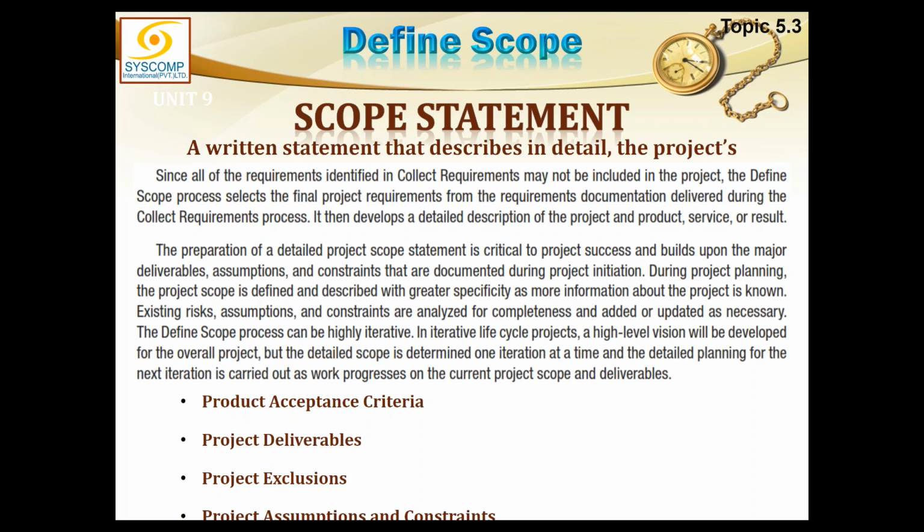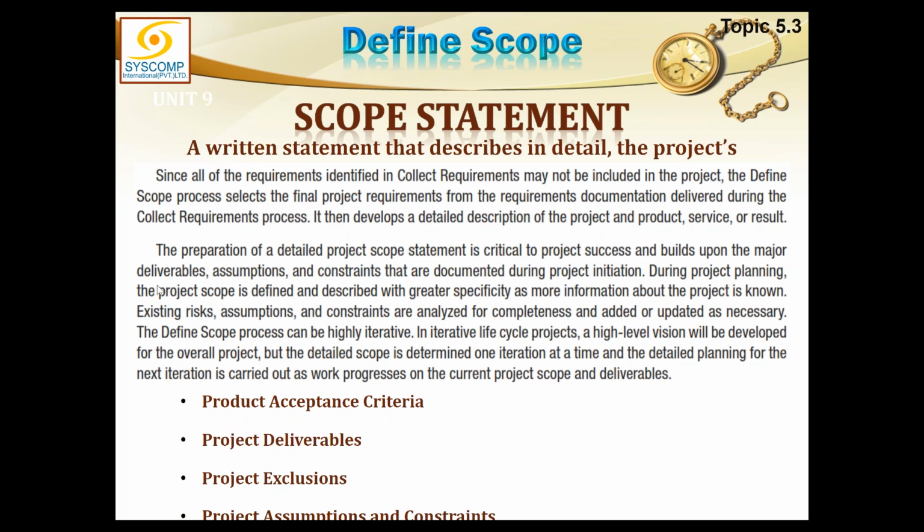The define scope process selects the final project requirements from the requirement documentation delivered during the collect requirements process. It then develops a detailed description of the project and product, service or result. The preparation of a detailed project scope statement is critical to project success and builds upon the major deliverables, assumptions and constraints that are documented during project initiation. So whatever high level assumptions, constraints and risks have been given to us in the charter, we are going to accommodate them, but at the same time we can detail them as well, and we can even identify more of these assumptions, constraints, and limitations.